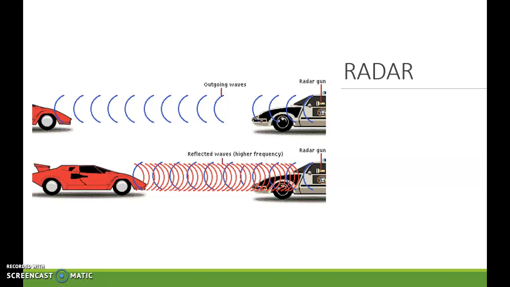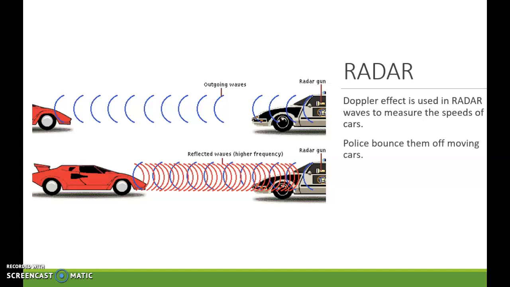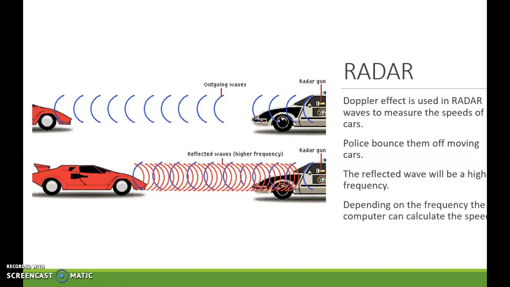This is how they use radar, actually. So here you have the cop car with the radar gun sending out the outgoing waves, hitting the vehicle. The vehicle sends its own waves back, and you can see these reflected waves show what frequency they're traveling at. The Doppler effect is used in radar waves to measure the speeds of cars. Police bounce them off moving cars. The reflected wave will be higher frequency. Depending on the frequency, the computer can calculate the speed.